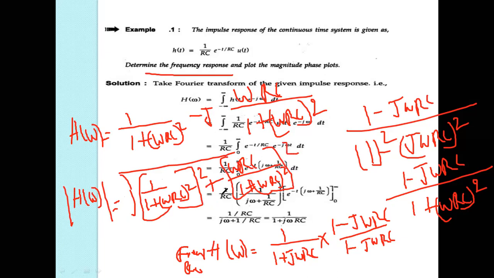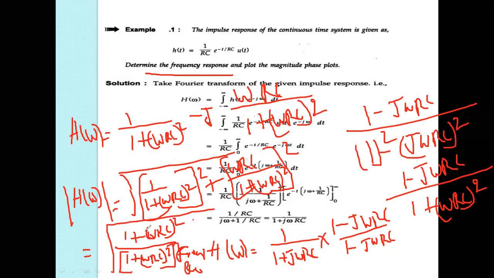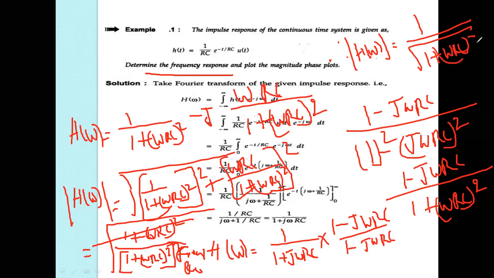Now take the LCM, which is the same here, (1 plus ωRC) whole square. The numerator is the same for both, (1 plus ωRC) whole square, divided by (1 plus ωRC) whole square, and whole square, under root. So here one term is there, and take the square of the term. Therefore, the magnitude of H of ω becomes 1 by the square root of (1 plus ωRC) whole square.